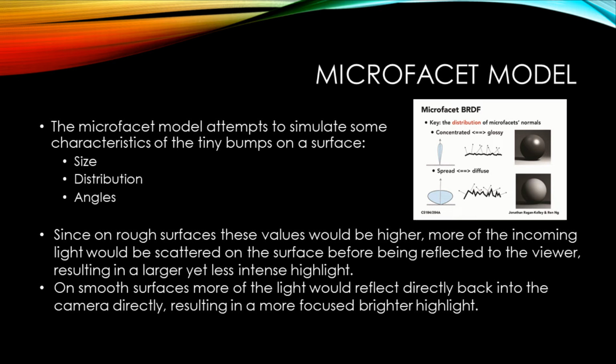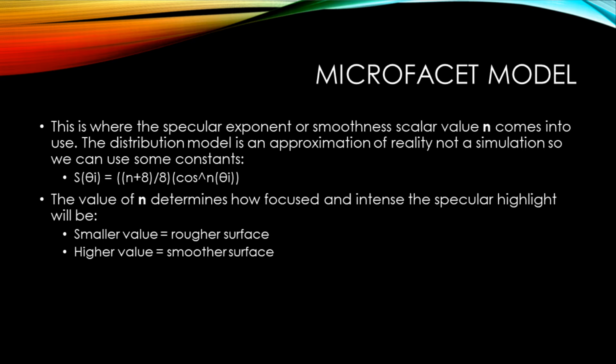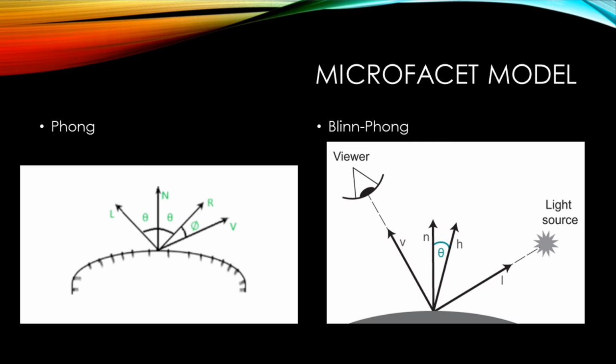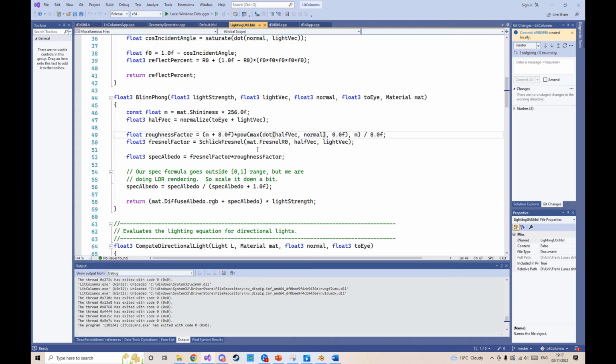Next we've got the roughness factor, which is the result of the microfacet model. The tiny bumps on the surface, you can't really see them, but obviously shinier things have less of them. Now this is where the specular exponent and the smoothness scalar value n come into use. The distribution model is obviously just an approximation of reality, so we use some magic constants. This one is based on a different angle, we'll call it theta I here. In the Blinn-Phong shading model, this is the dot product of the half vector and the normal vector. As you can see, it is implemented here.